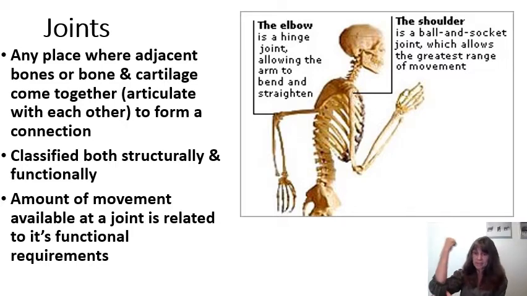The elbow joint is a classic hinge joint that allows the arm to bend and straighten, whereas the shoulder joint is a classic ball and socket joint, which allows the greatest range of motion.